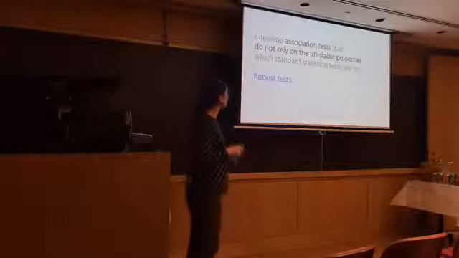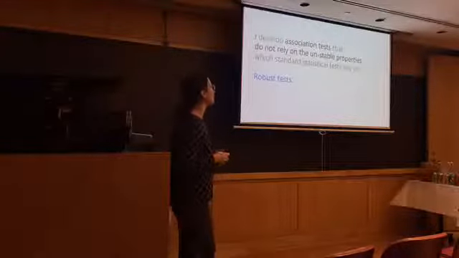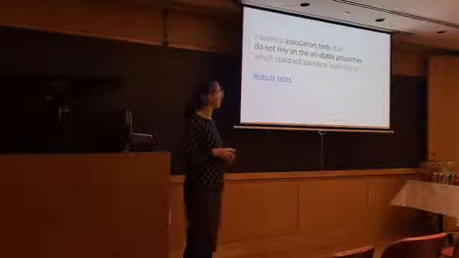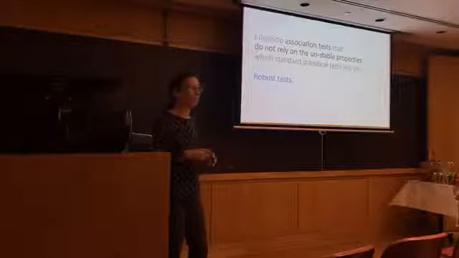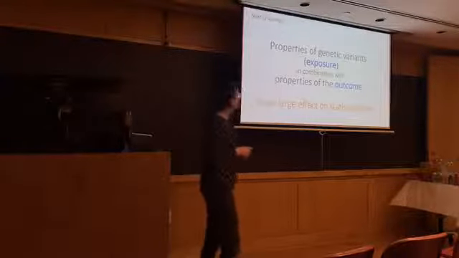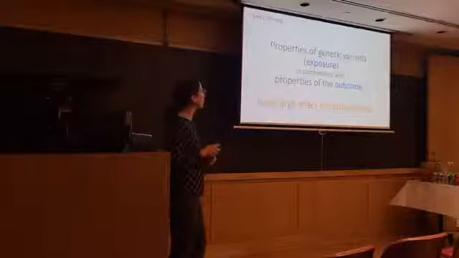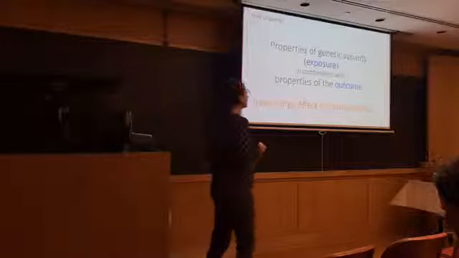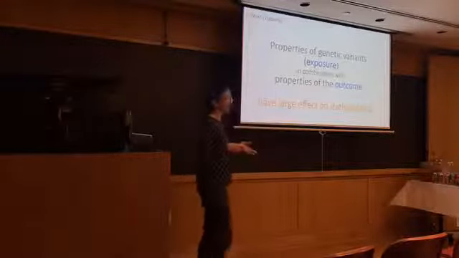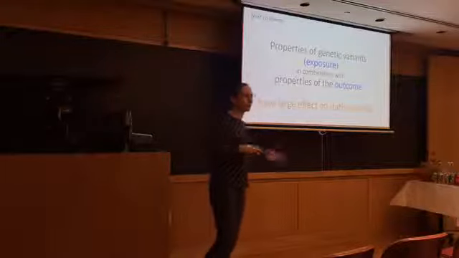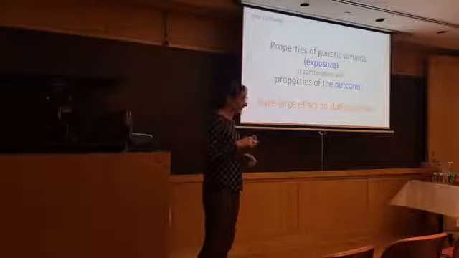So I developed association tests that do not rely on unstable properties, which standard statistical tests rely on. I developed robust tests for rare variants. The other thing that I'm going to show you is how properties of genetic variants, which are the exposure in our regression models, in combination with properties of the outcome, have a large effect on statistical tests. And we're not used to thinking about the exposure being problematic, but it actually is.